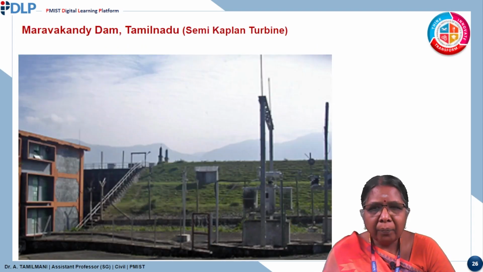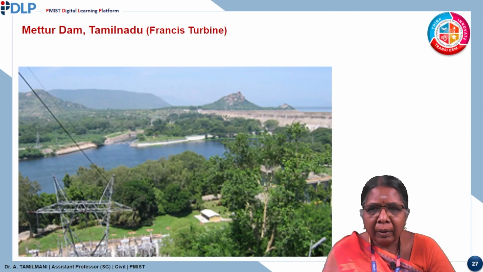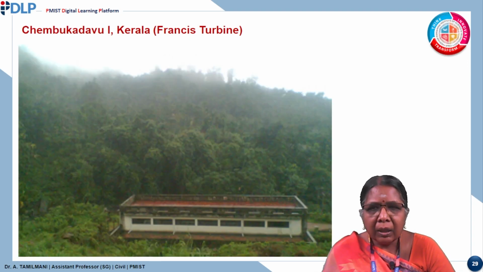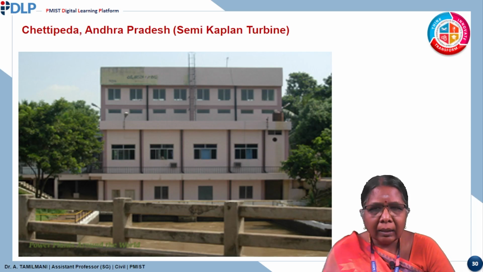Then Marakavandi Dam, Tamil Nadu, a semi-Kaplan turbine is used to generate power. Mettur Dam in Tamil Nadu, a Francis turbine is used to generate power. Lower Meenmutty in Kerala, a Francis turbine is used to generate power. Then Sembukadavu, Kerala, a Francis turbine is used to generate power. Chettipeda in Andhra Pradesh, a semi-Kaplan turbine is used to generate power.